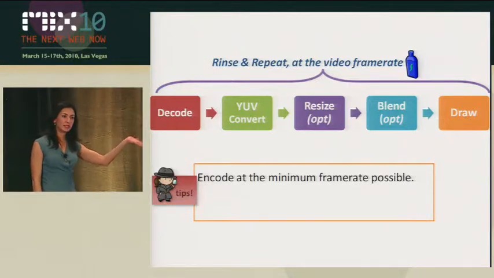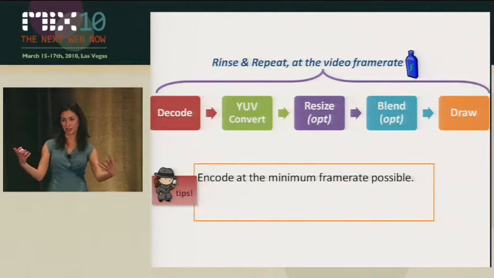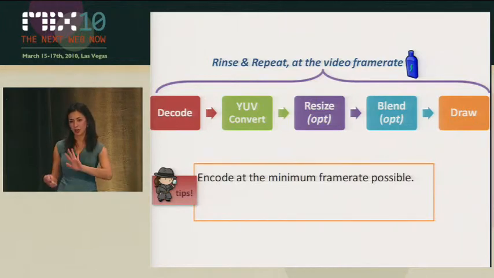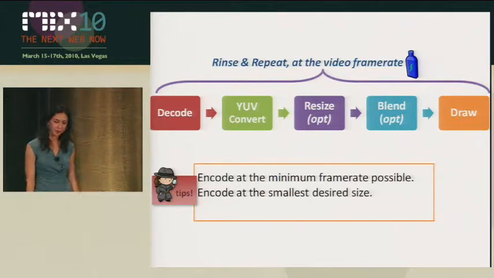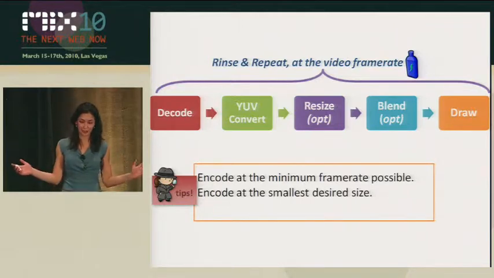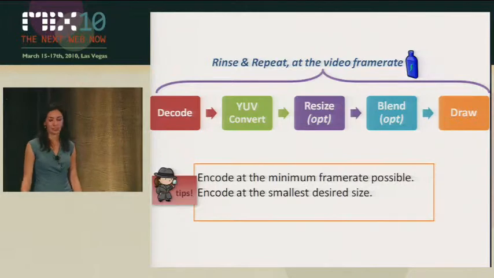Since it's a rinse and repeat cycle, remember to encode at the minimum frame rate possible. Sometimes people use media as background, not necessarily the primary purpose, or maybe it's a commercial. Let's say you have commercials embedded, you want to encode at the minimum frame rate possible. Again, encode at the smallest desired size. This is true for desktop as well. Wherever the scenario is, decode only the pixels you need.